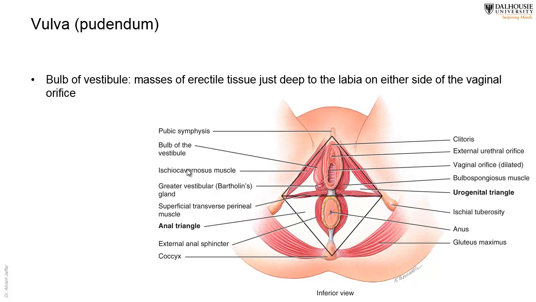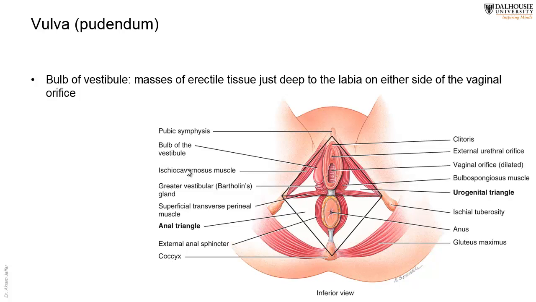And again, in the perineum, there are almost similar structures in one way or another to the ones that we described for the root of the penis. So we have masses of erectile tissue. This is called the bulb of the vestibule, because this opening, the common opening for the vagina and urethra, is called the vestibule. So this is the bulb of the vestibule.